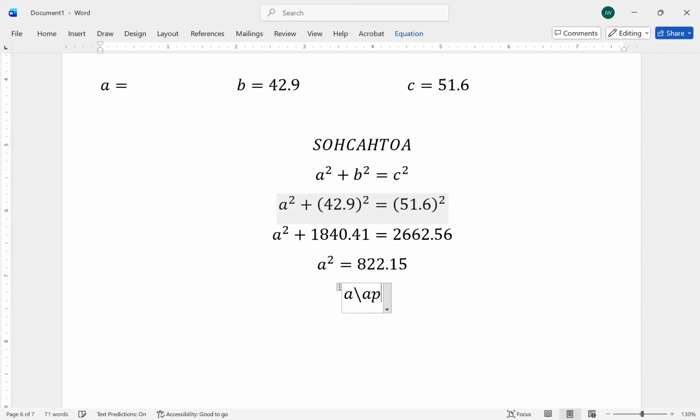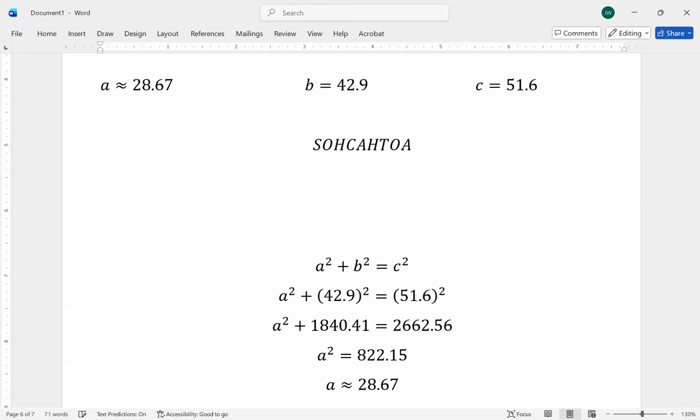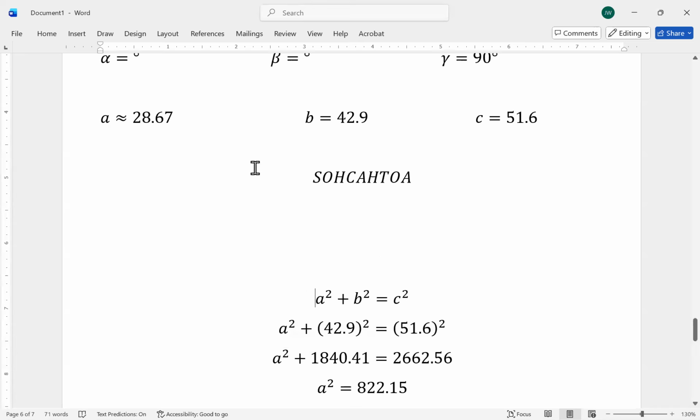Usually an approximate value is just fine. So approximately 28.67 is the value for A. So that's what we get as our value of A. Again, remember that is a rounded number. So that's how I could find the value for A if I wanted to do that first.